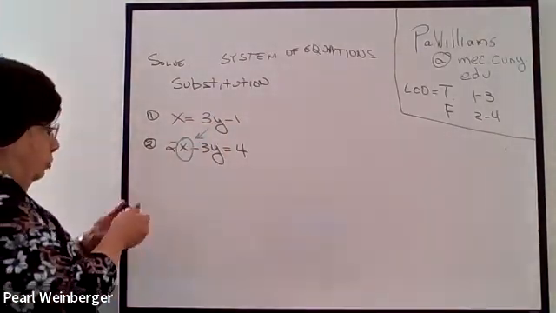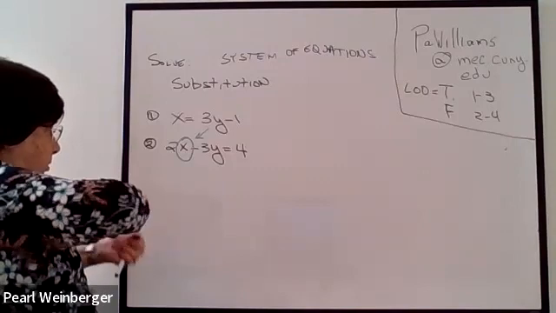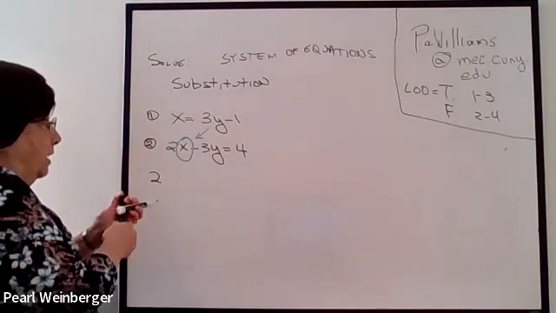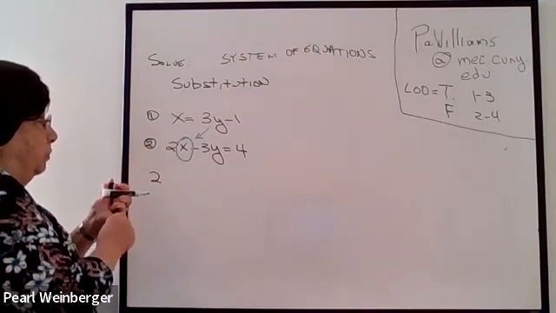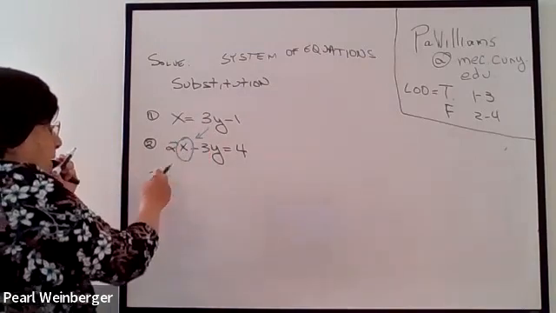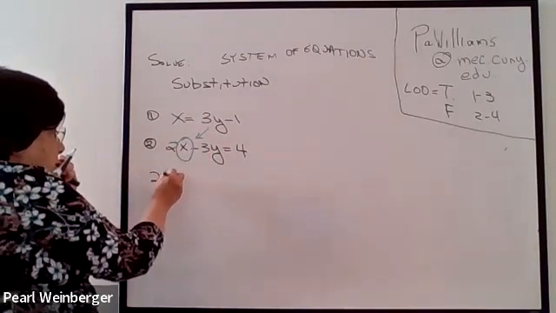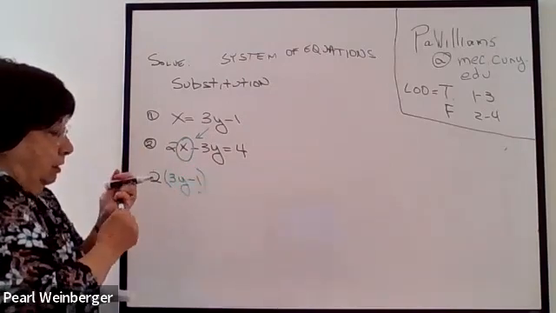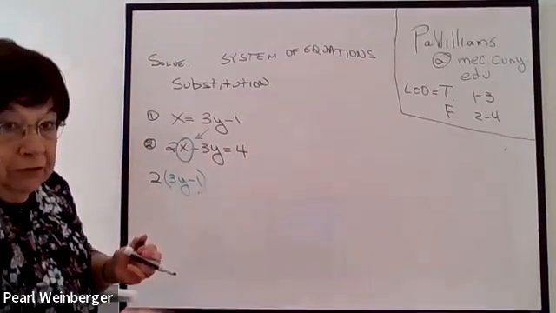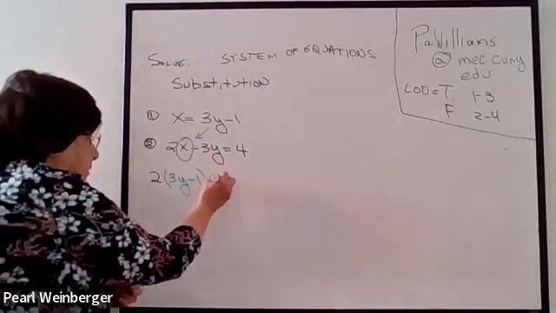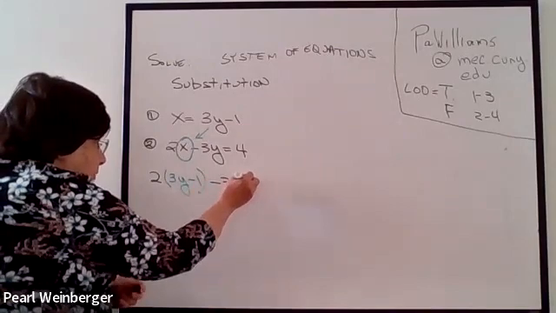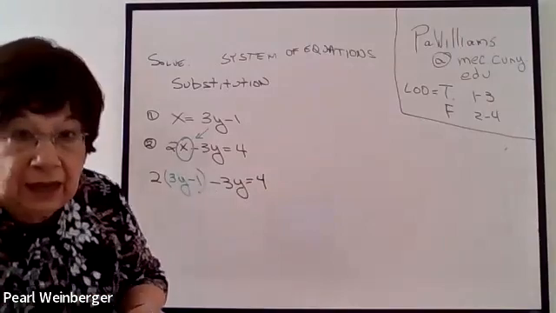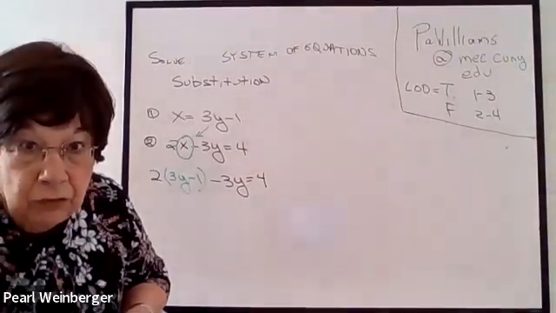I'm going to do 2. Now here's my replacement. In place of the x, I'm putting what it's equal to from that first equation, the 3y minus 1. Here it is in place of the x. And then I'm going to finish up the rest of the equation. Minus 3y equals 4. What I accomplished by doing that is that I am now in the position that I only have one variable.